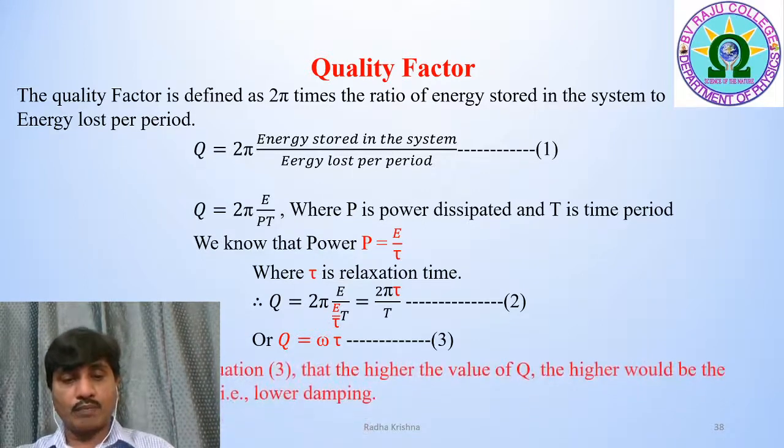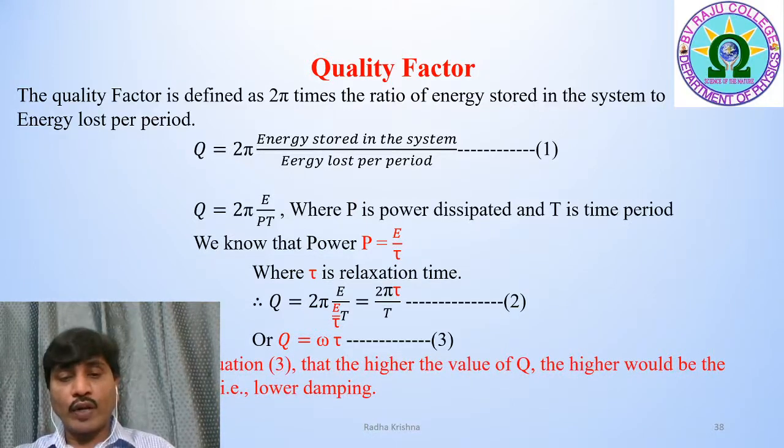So, the quality factor is defined as the product of the angular frequency of the oscillator and the relaxation time. This equation shows that the higher the value of Q, the higher would be the value of relaxation time tau, that is, the lower the damping.